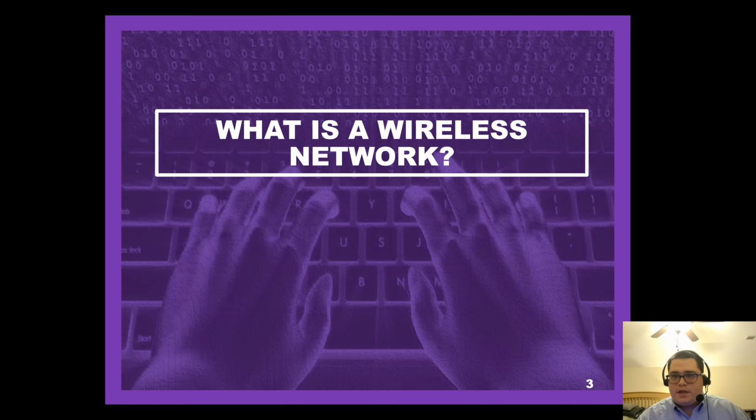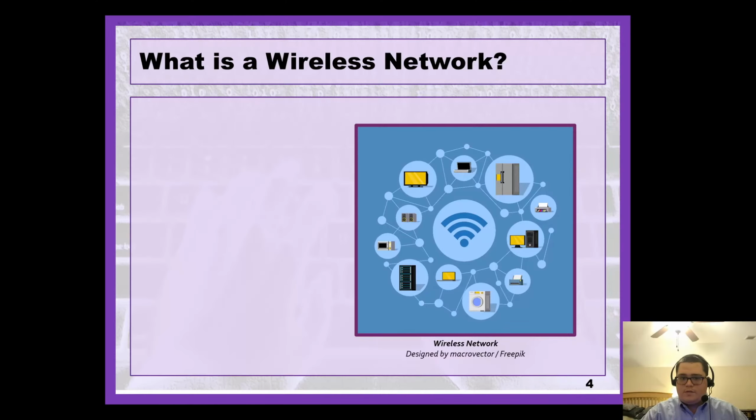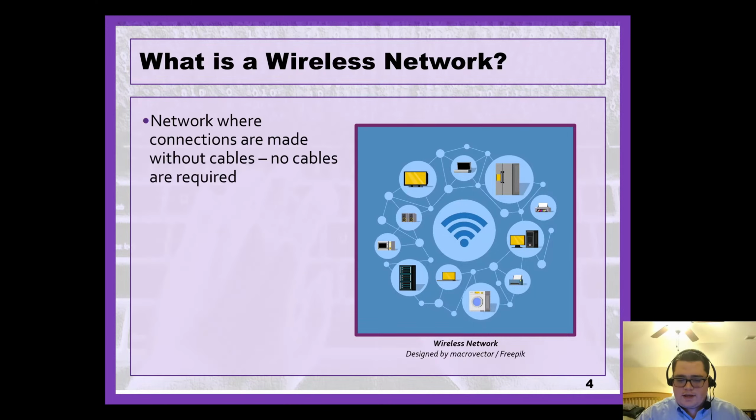So first, before we can actually go into wireless networks, it's important to define what a wireless network is. So a wireless network is a network where connections are made that require no cables, and the devices communicate using radio waves.